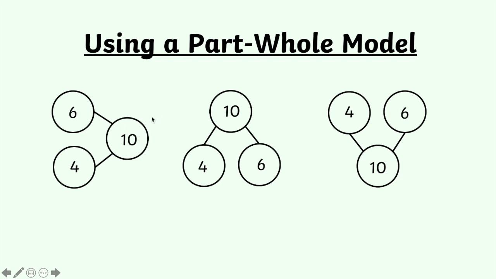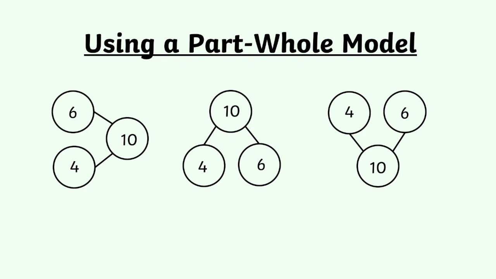Now notice that these are the same part-whole model. They've just been rotated around. And in each one, 10 is still the whole and 6 and 4 are the parts. So make sure when you're looking at a part-whole model, you think really carefully about which circle is the whole and which are the parts. You need to be thinking about which circle has got all of the parts connected to it, and that's 10. And it doesn't matter whether it's at the bottom, at the top, or at the side, you can see it's got all the parts connected to it.